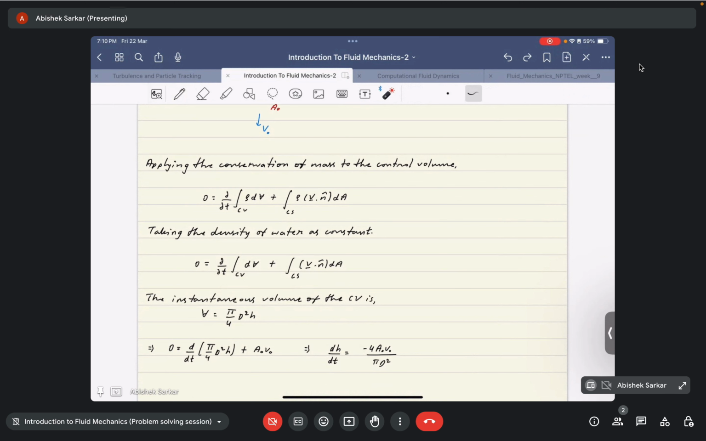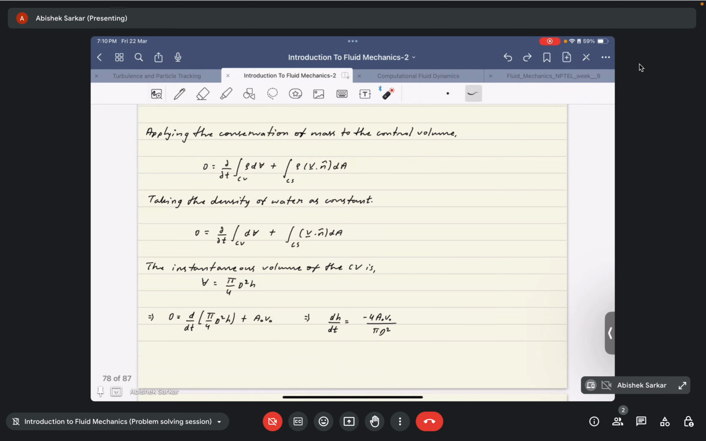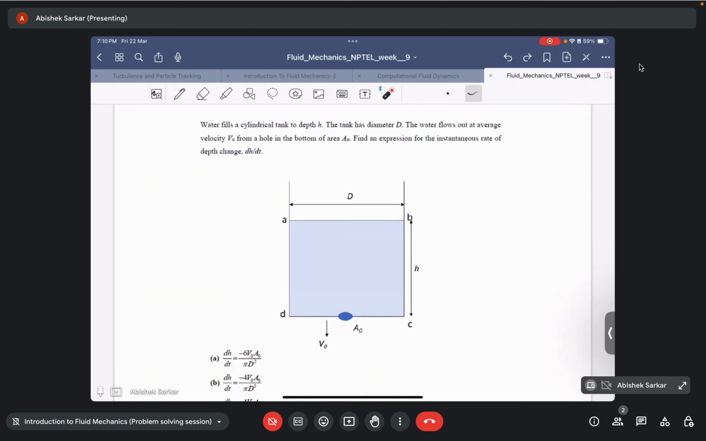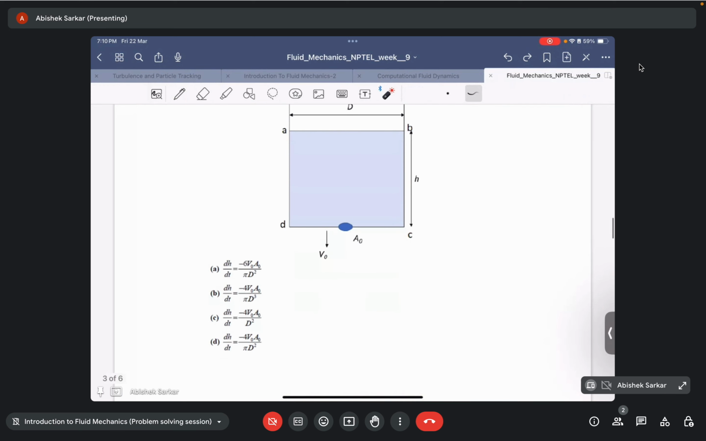The instantaneous volume of the control volume can be given by pi by 4 d squared h, where h is a function of time, because it is h that is the only thing changing; the diameter remains constant. So we will have d/dt of (pi/4 d² h) plus A0 V0 equal to 0, and if we rearrange the terms, we get dh/dt equal to minus 4 A0 V0 by pi d squared. If we check the given options, the correct option is option D.